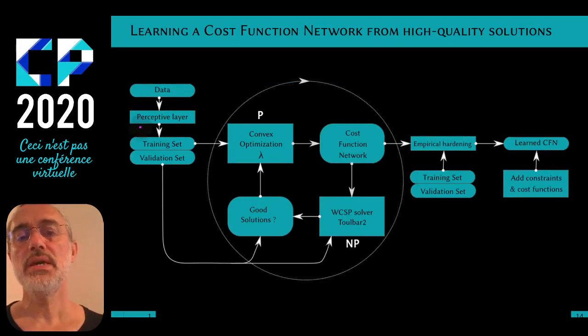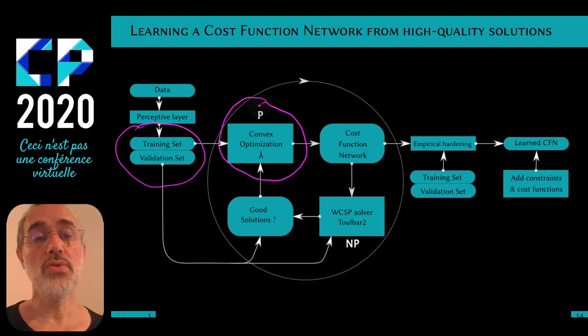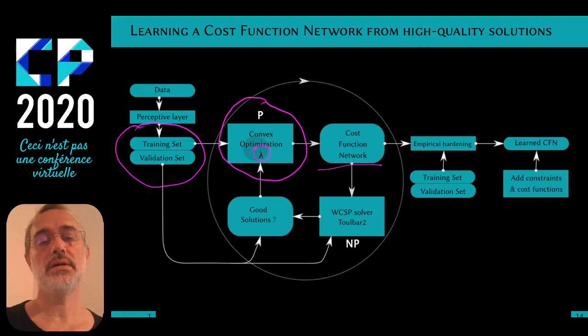We essentially start from a training and validation set of high-quality solutions, and we leverage a recent scalable convex optimization algorithm from probabilistic graphical models to learn cost function networks. This algorithm is scalable, but it requires setting a hyperparameter lambda. To tune it, we use the validation set. We take the cost function learned by the convex optimization algorithm, and we use solutions from the validation set and a WCSP solver to check if the cost function network is able to produce good solutions in the sense of the validation set.